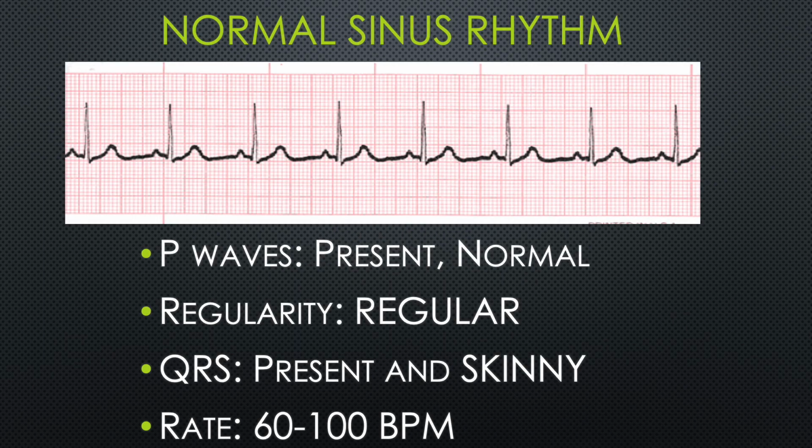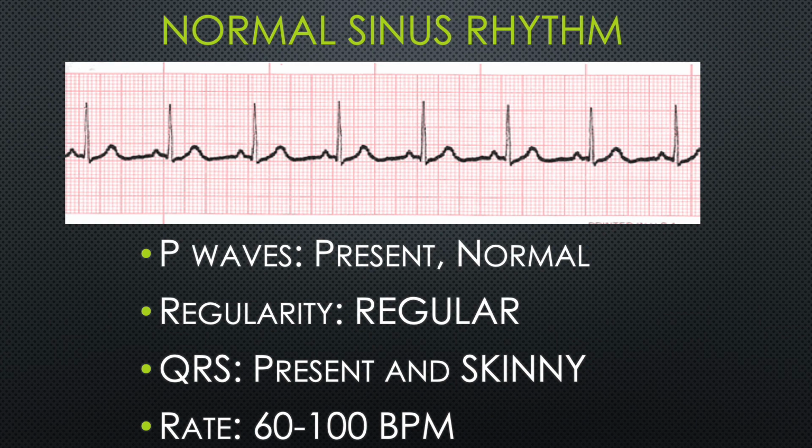So let's first look at what is normal, because in order to understand a lot of abnormal rhythms, you have to know what normal is. So you can see that we're breaking everything down by P waves, regularity, QRS, and rate. These are all the things that we talked about in the last PowerPoint about how you're going to systematically look at these rhythms. So these are looking at them as a sum of their parts.